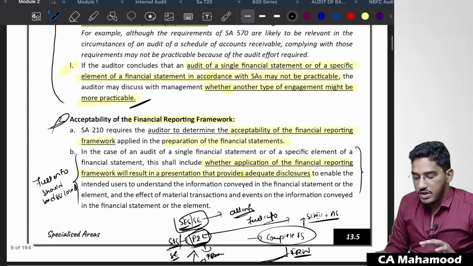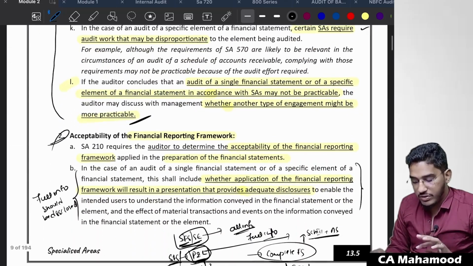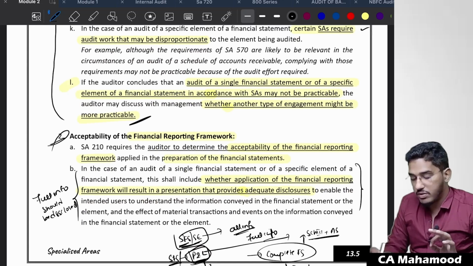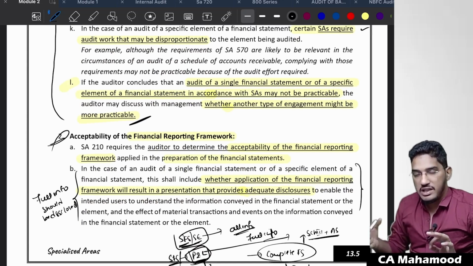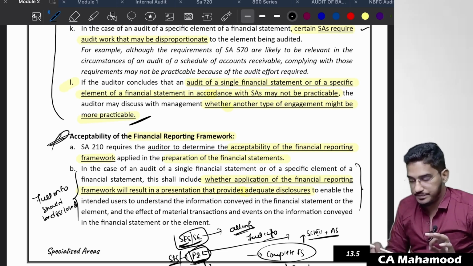Okay. So first you will consider all these factors while accepting that engagement. Second, you need to determine whatever framework, whatever rules and regulations they have followed in the preparation of that single financial statement or that specific element, whether they are acceptable or not. That also you have to consider.